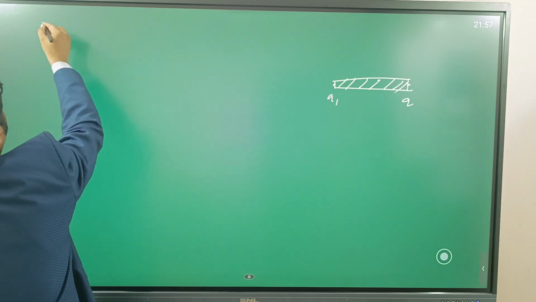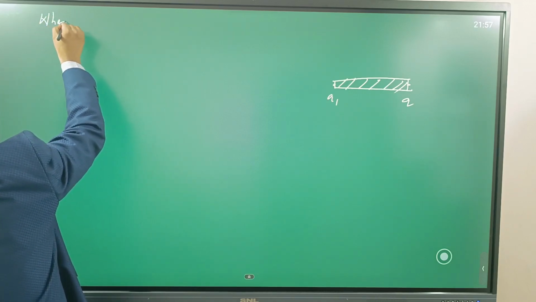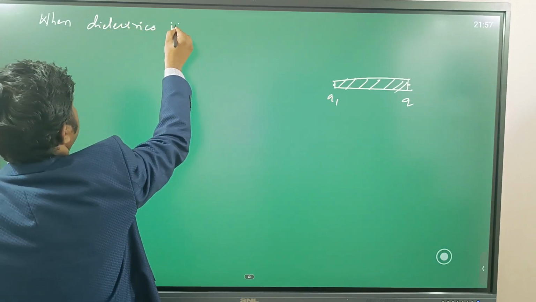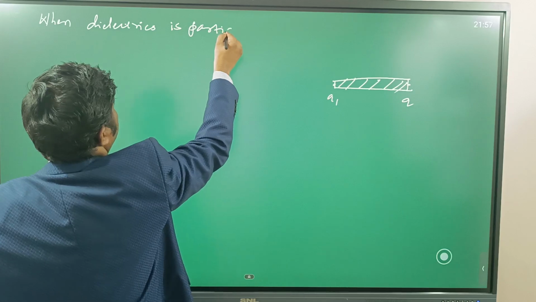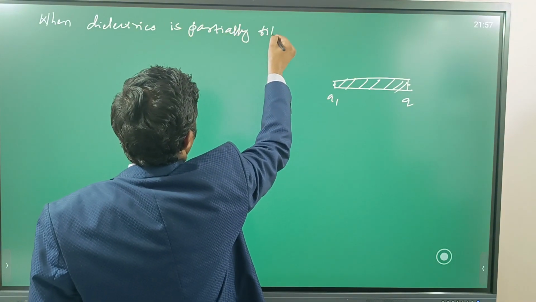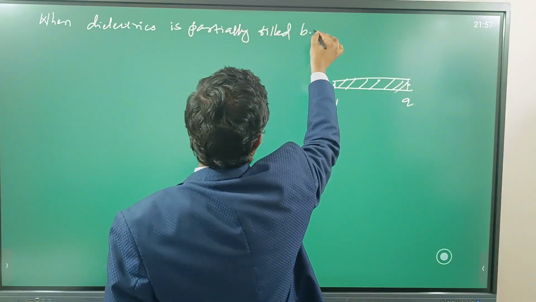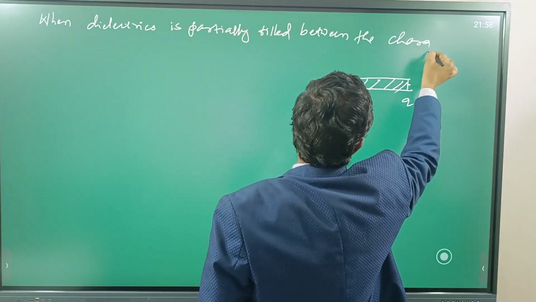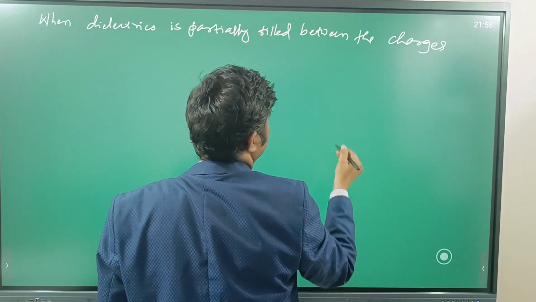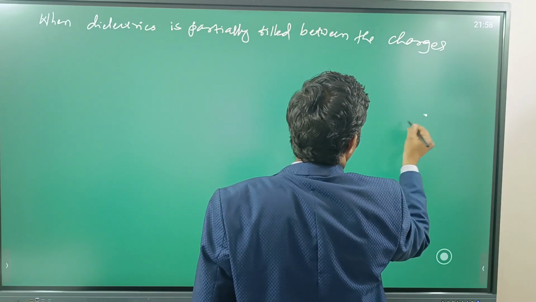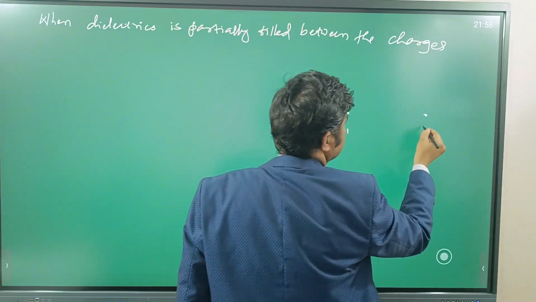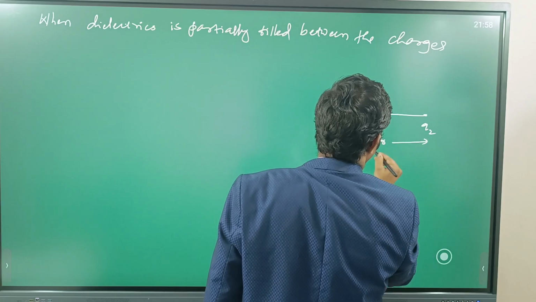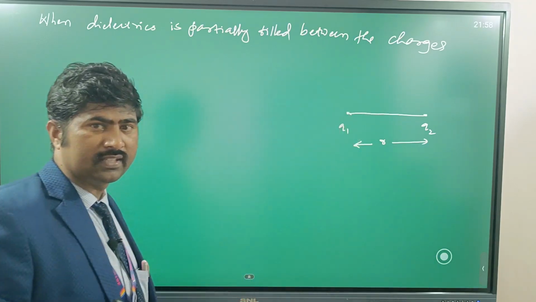So this is case 2, when the dielectric is partially filled between the charges. Are you clear? So now I will consider this as the first charge and this as the second charge. Let's say R is the distance between these two charges. This is the first case.